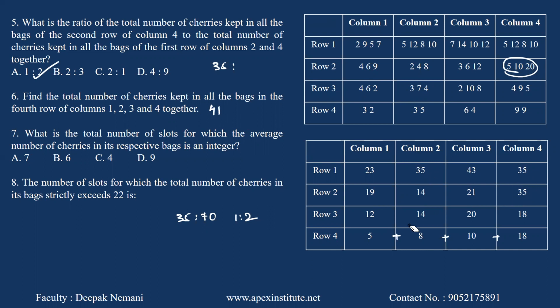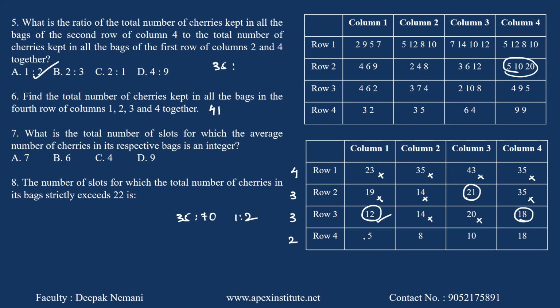Okay. Now here, average number of cherries in its respective bags. So here in this row you have 4 bags, 3 bags, 3 bags, and 2 bags. Now, is 23 a multiple of 4? Now, when will we have an integer value for average? When the sum is a multiple of the number of observations. 23 is not a multiple of 4. 35 is not a multiple of 4. Neither 43, neither 35. Now 19 is not a multiple of 3. 14 no. 21 yes. 35 no. Now 12 yes. 14 no. 20, sorry, 20 no. 18 yes.